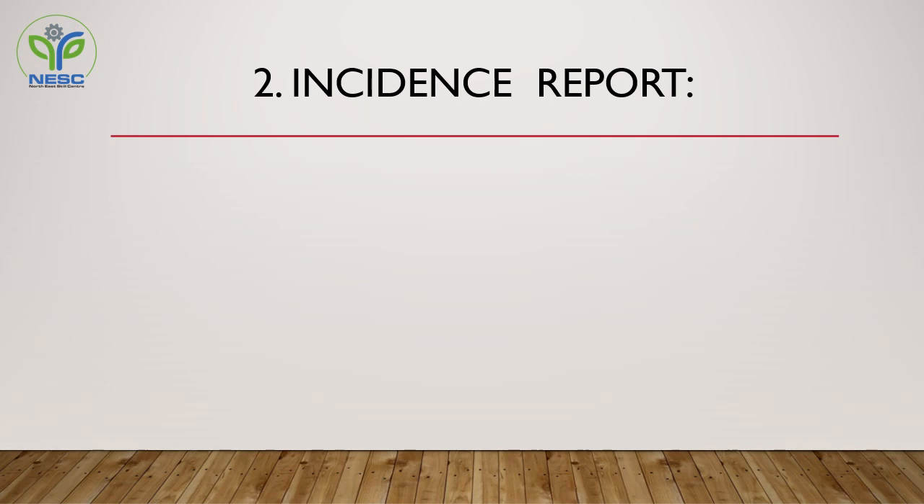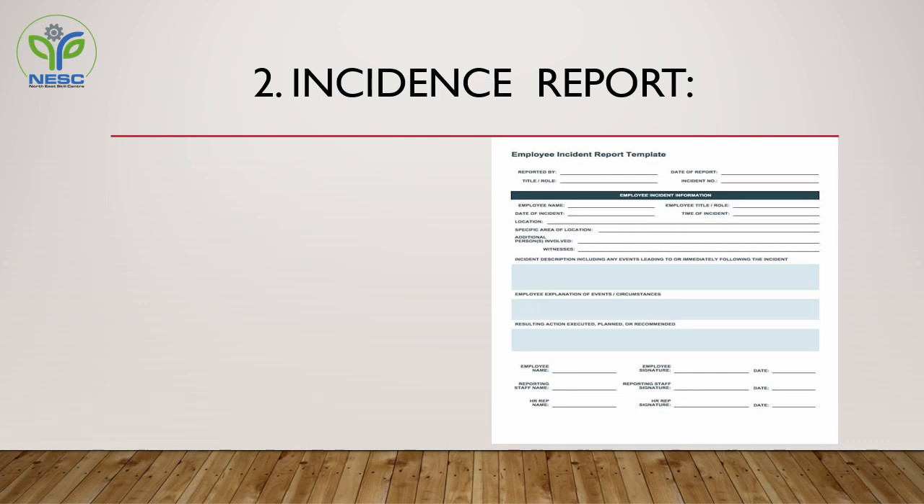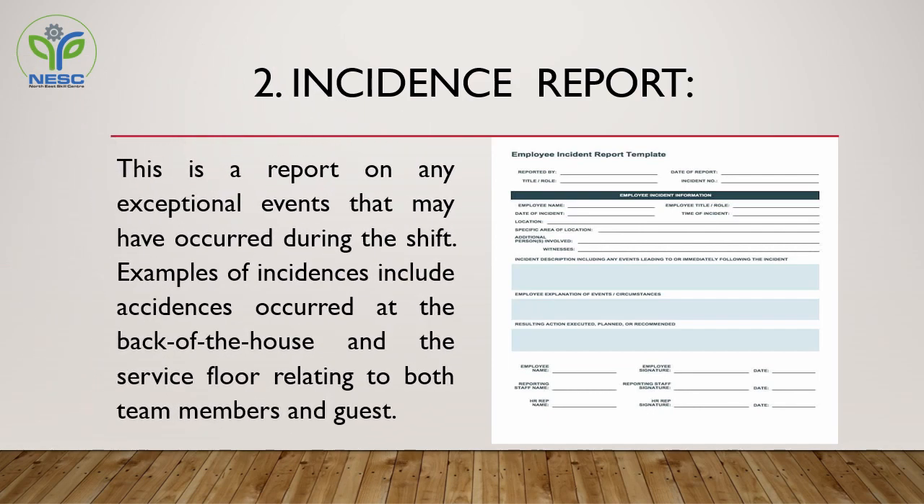Number two, incidence report. As you can see the format of an incidence report on the right hand side of the slide, a hotel incidence report is a report which is prepared to note down the exceptional incidents or events occurred in a hotel. Examples of incidences that may occur in a hotel include accidents that may take place at the back of the house and the service floor relating to both staff as well as the guest.